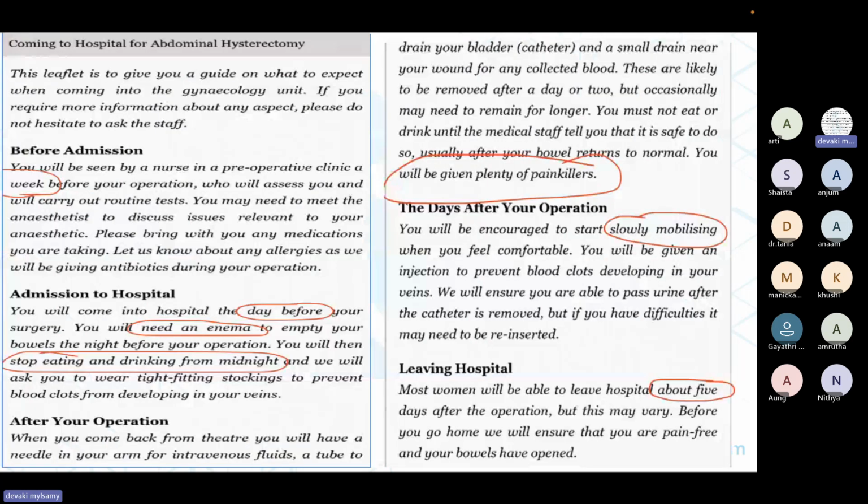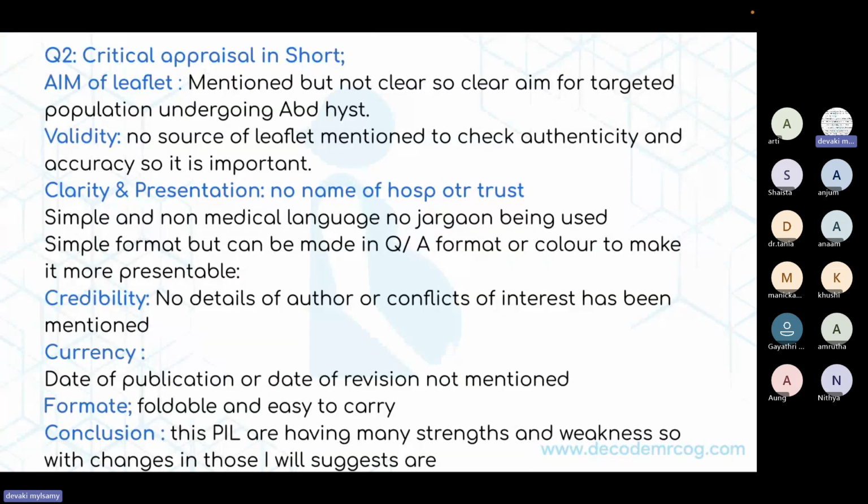Now we will read out the leaflet that they had mentioned. Okay, so coming to the hospital for abdomen. Now this is actually a critical appraisal of the PIL. This can come as a different clinical governance task with any of the patient information leaflets they might give you, where you might need to critically appraise the patient information leaflet.